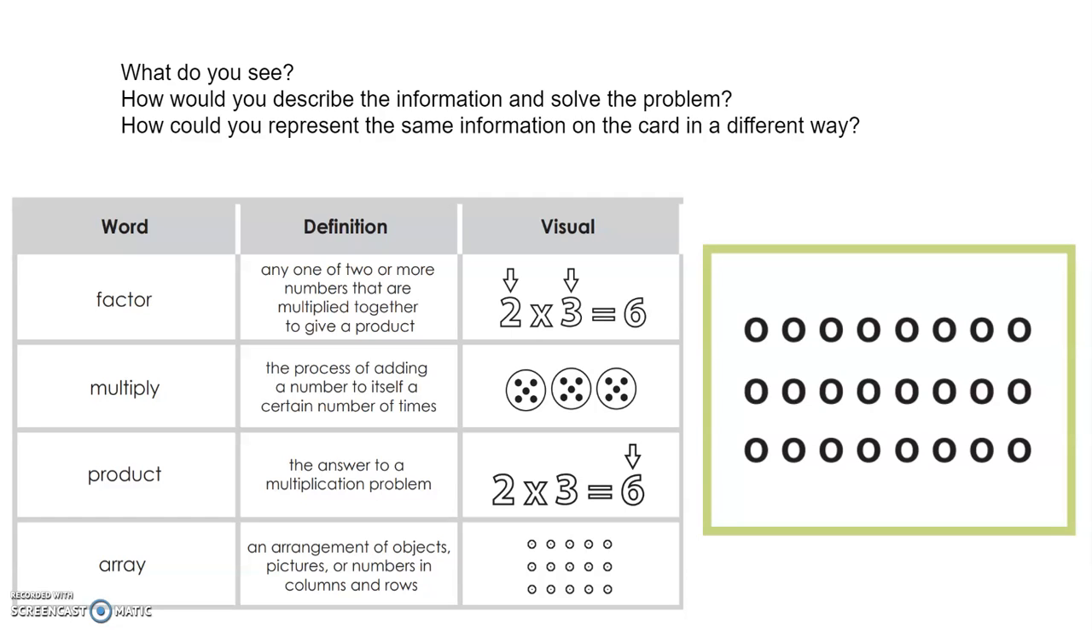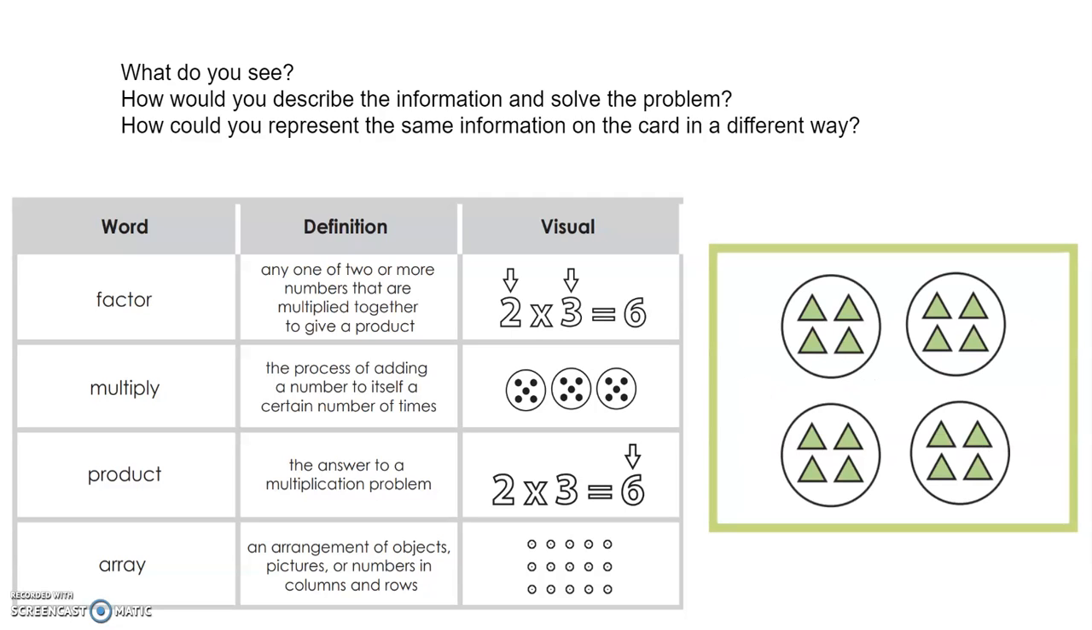What about this one? What do you see? How would you describe the information and solve that problem? How could you represent the same information on the card a different way? It's 8 times 3, isn't it? What do you see? How could you describe the information and solve the problem? How could you represent the same information on the card a different way?